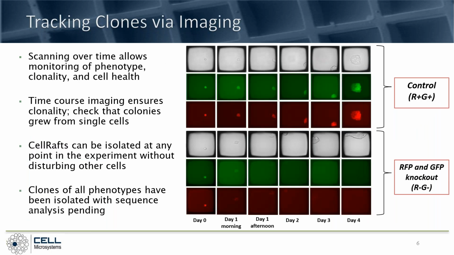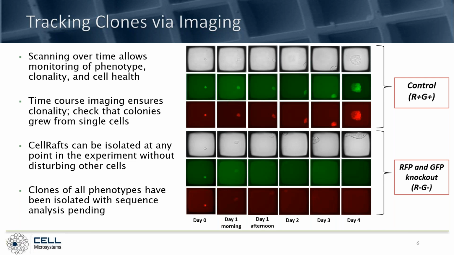So this is an example of what our imaging data looks like. So we're able to scan over time and monitor our phenotype. So what we can see here is up top, what we're looking for is our phenotype to not change. So we want to see the RFP and the GFP signal remain intact over the course of the 4 days, versus down here in our double knockout, what we see on the first day is a strong GFP and RFP signal, and we can see that dim out over the course of the 4 days.